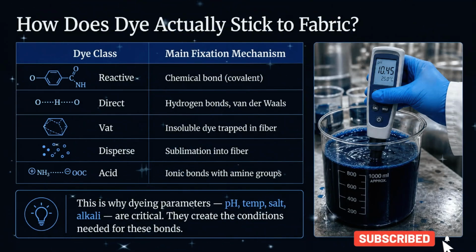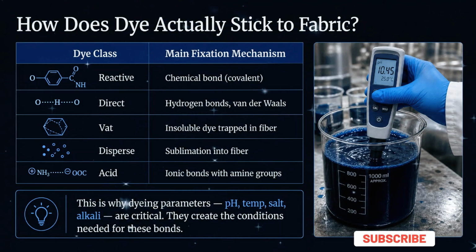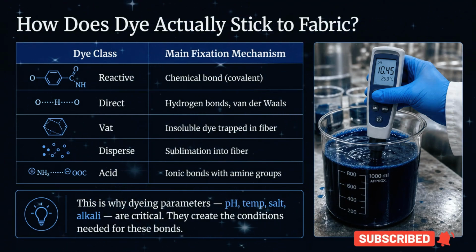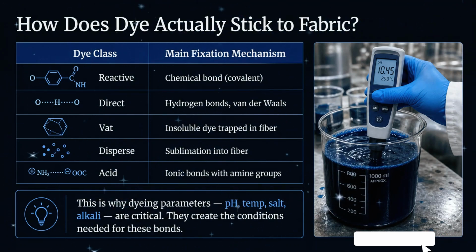Dyes stick to fabric through various fixation mechanisms. Reactive dyes use a strong covalent bond. Direct dyes rely on weaker hydrogen and van der Waals bonds. Dispersed dyes sublimate into the fiber. The correct dyeing parameters like pH, temperature, and chemicals are critical for forming these bonds.